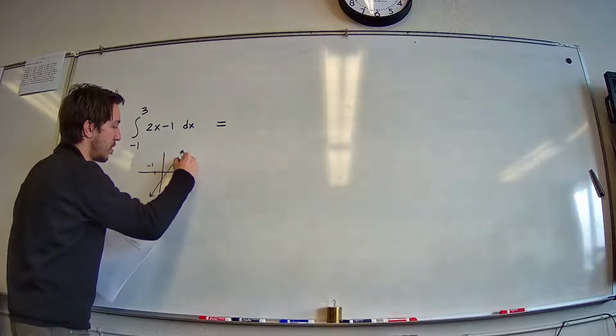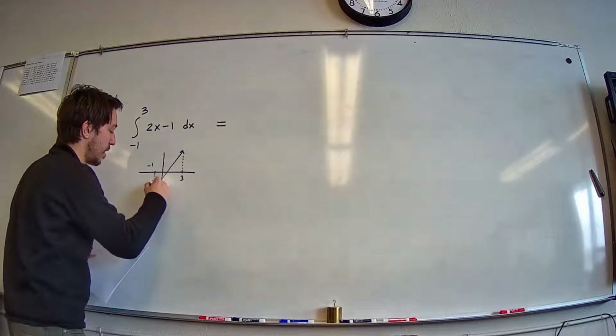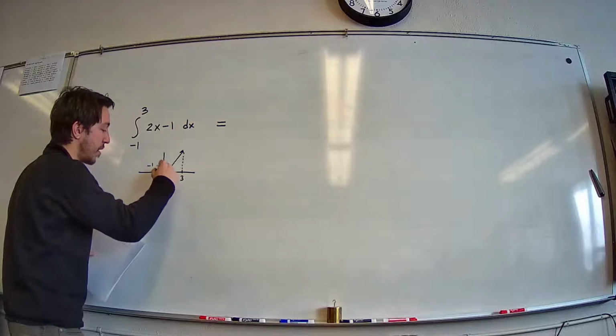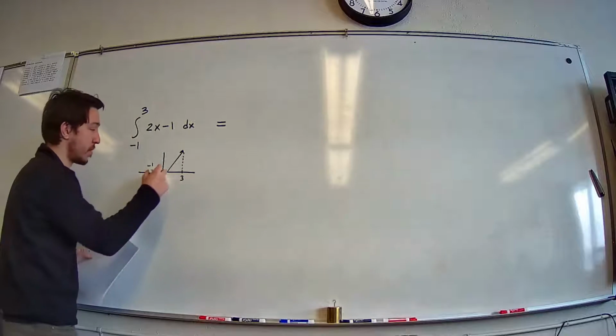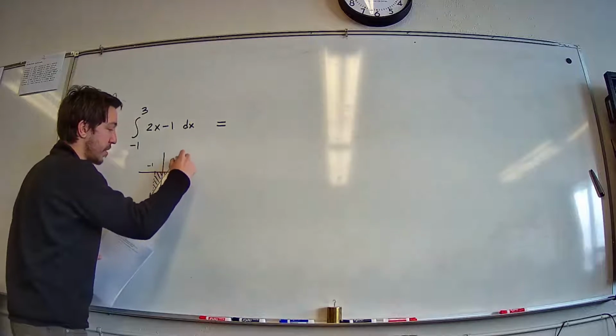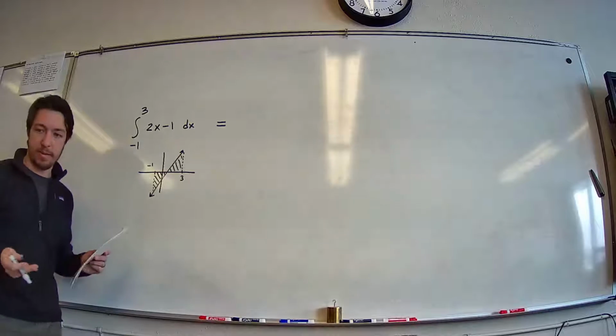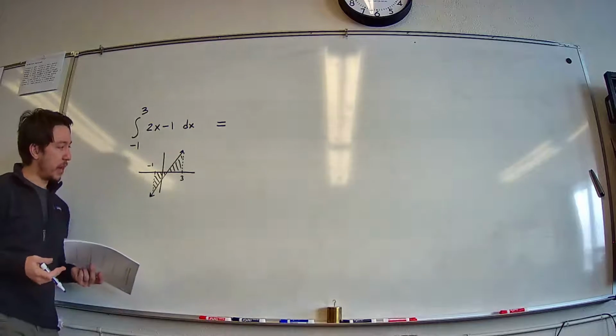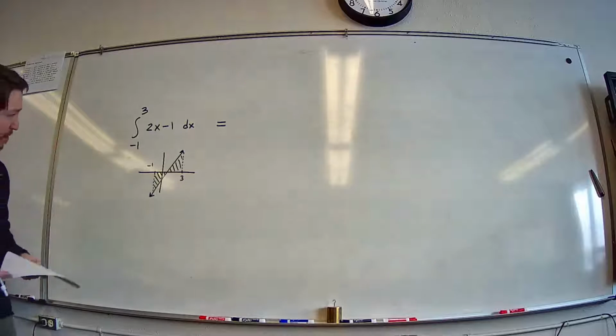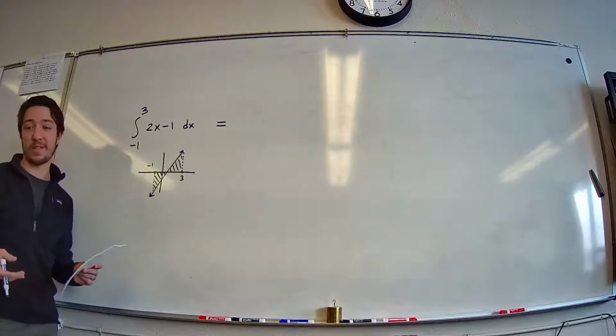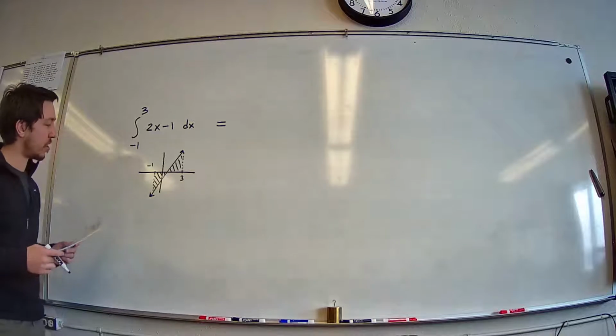So I can see I'm getting some negative area. That's all negative area, and I'm getting some positive area. Now, I didn't graph it super carefully, but I'm expecting some number that's not very big. Could be positive, could be negative, I'm not really sure.